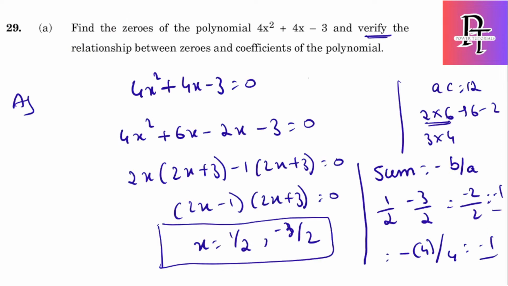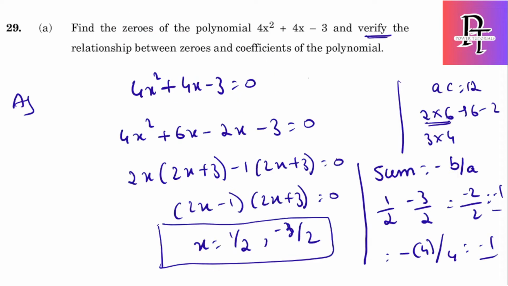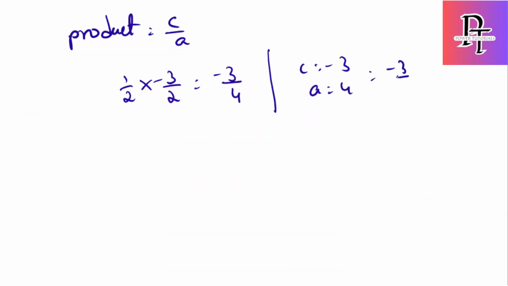Product verification, as I mentioned, the product of zeros is equal to c by a. So what did we get for the product of zeros? 1 by 2 and minus 3 by 2 becomes minus 3 by 4. Let's check what c by a is. C value is minus 3 and a value is 4. So c is equal to minus 3, a is equal to 4, so c by a becomes minus 3 by 4. Hence both are correct. Hence verified. Okay, let's move to the next one.